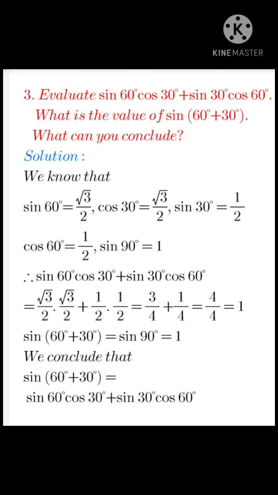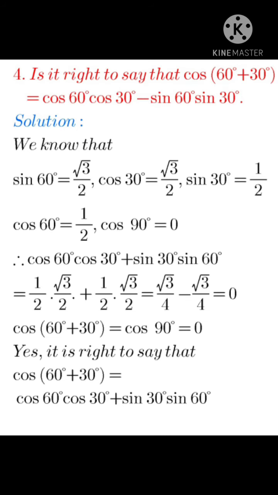So in the first one we are getting 1, and in the second one also we are getting 1. Then we can conclude that sine of (60 plus 30) is equal to sine 60 cos 30 plus sine 30 cos 60. So that is equal. So it becomes one equation, or it is one formula.